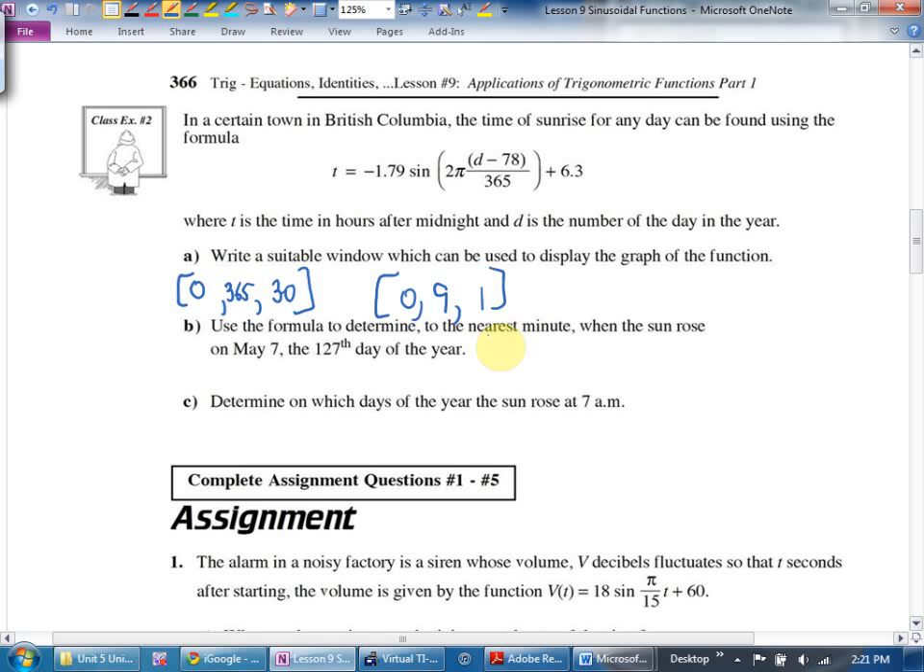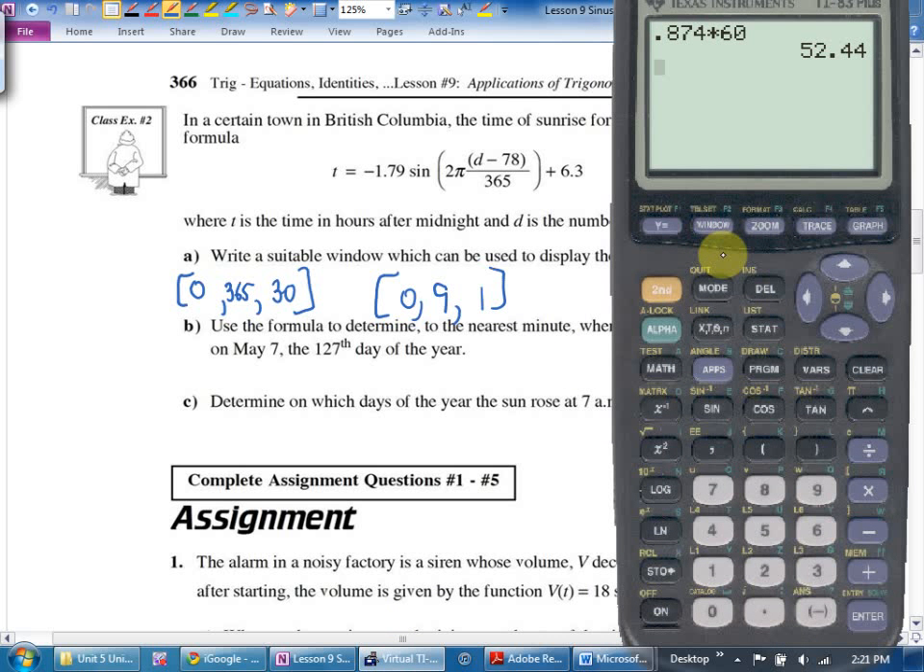Now we're going to carefully type this in, making sure we're not missing any decimals along the way. Y equals, clear what you got. Negative 1.79 sine of 2 pi bracket. Oh, I don't have a D. X. Minus 78. Close off that bracket. Over 365. Close off the trig function. Plus 6.3. Enter.